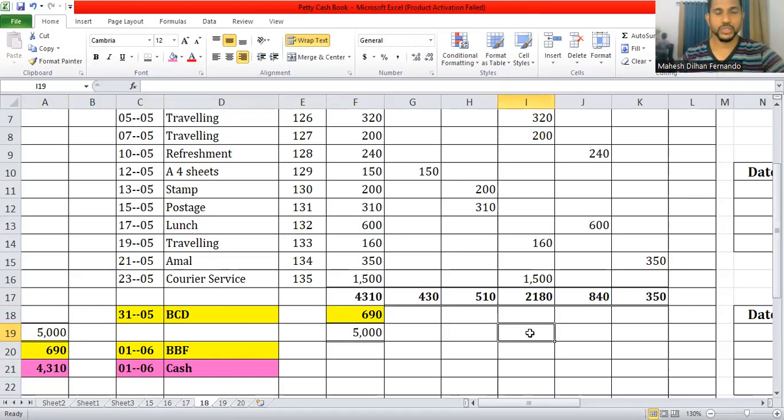Okay, so this is the balance. This has you restore the petty cash imprest. Sure. Right? Are we clear? Now this is the homework.